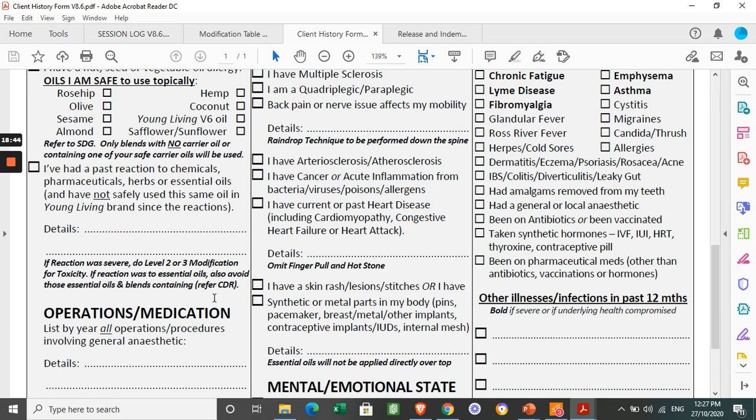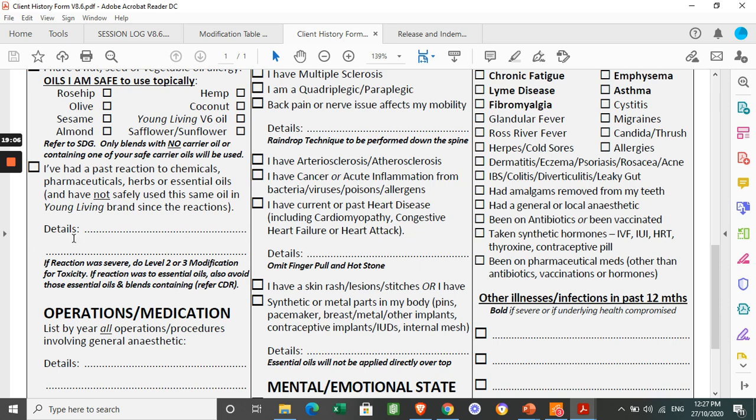Now, if the reaction was to essential oils, you also avoid those essential oils and any blends containing them. You could either refer to the current desk reference, which is what CDR stands for, the Life Science Publishing desk reference, or you can have a look at the safety data guide, because it contains all the blend ingredients as well.